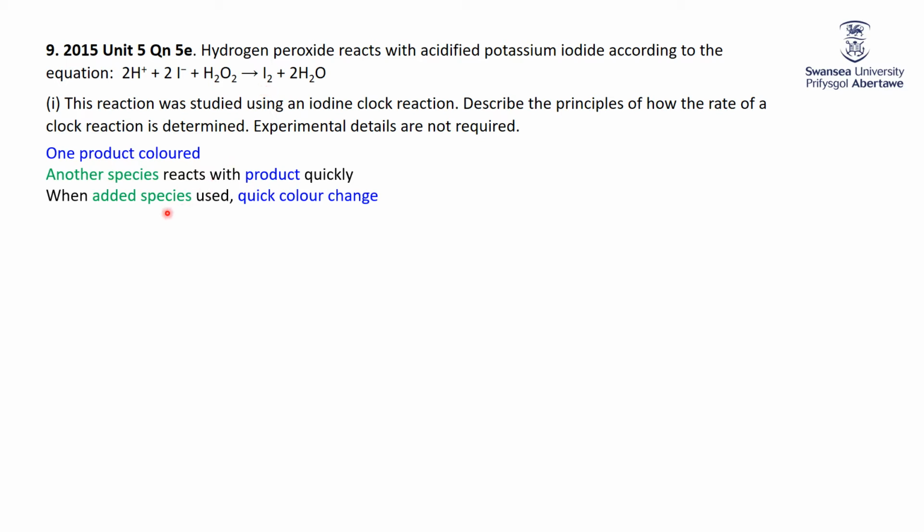Okay, so the whole idea of the clock reaction is that you delay production of the colour by a certain length of time depending on how much of that added species you use. And then the way you determine the rate is you just measure the time taken for that colour change, and then 1 over that is the rate of the reaction. If you want to get particularly good, you can include the concentration of the thiosulfate, because that's what's changing to give you that colour change.